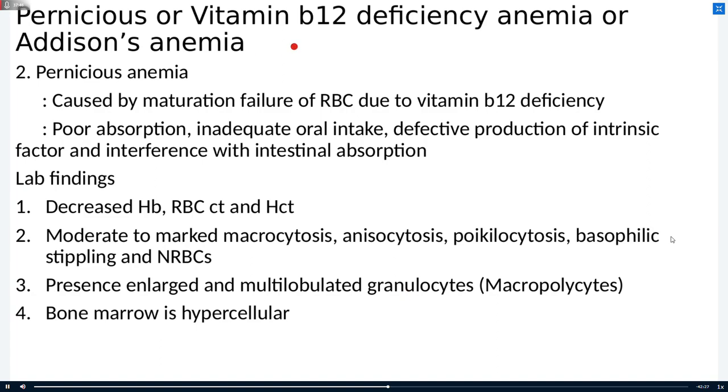Okay, let's go to your pernicious or vitamin B12 deficiency anemia, also known as your Addison's anemia. So in pernicious anemia class, this is caused by maturation failure of RBC due to vitamin B12 deficiency. This is usually caused by poor absorption, inadequate oral intake, defective production of intrinsic factor, and interference with intestinal absorption. Lab findings are decreased hemoglobin, RBC count, and hematocrit. Moderate to marked macrocytosis, anisocytosis, poikilocytosis, basophilic stippling, and NRBC.